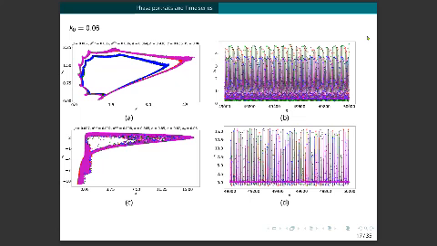Now we are fixing K naught equal to 0.06. Here the first figure represents a non-synchronized closed invariant curve, and B is the corresponding time series. C represents a chaotic state and is moving towards synchronization. Here we can identify that the system is moving towards synchronization. And D is the corresponding time series.